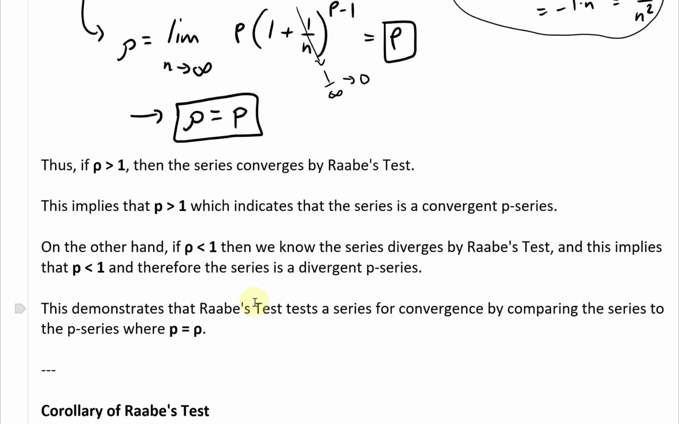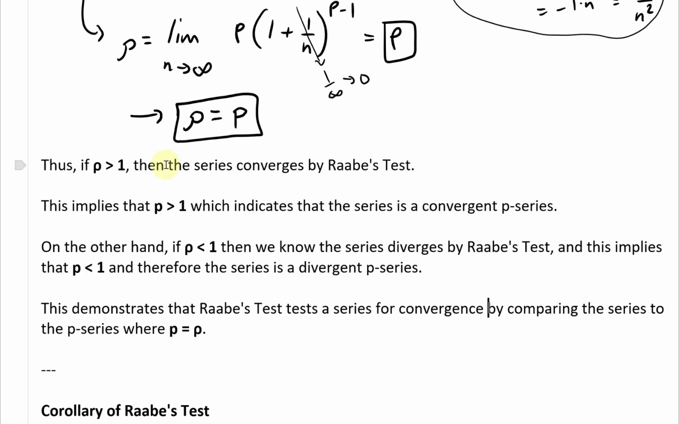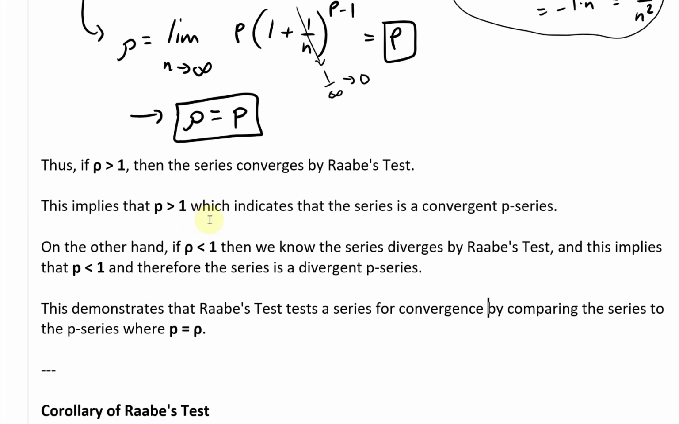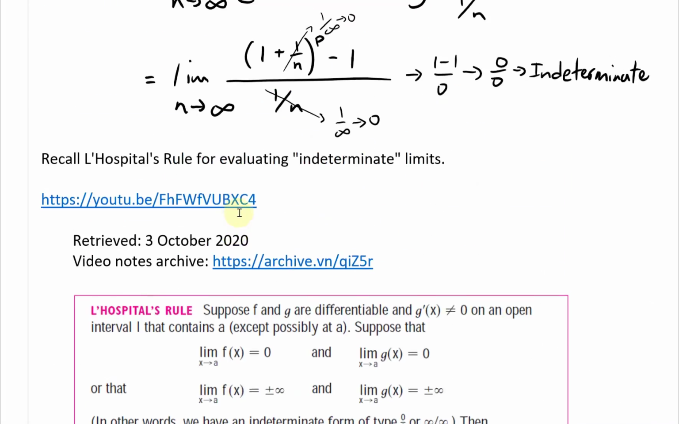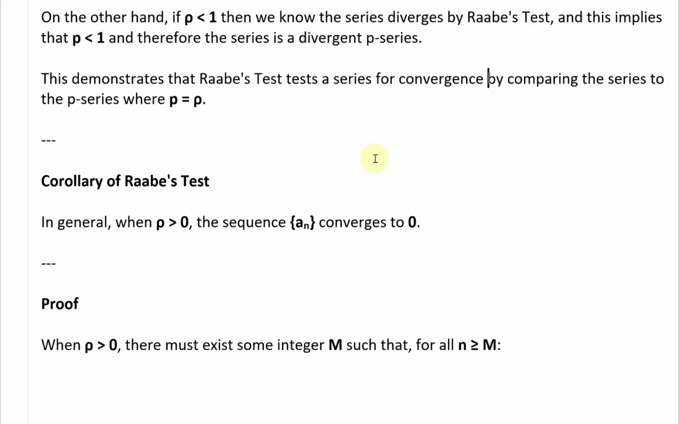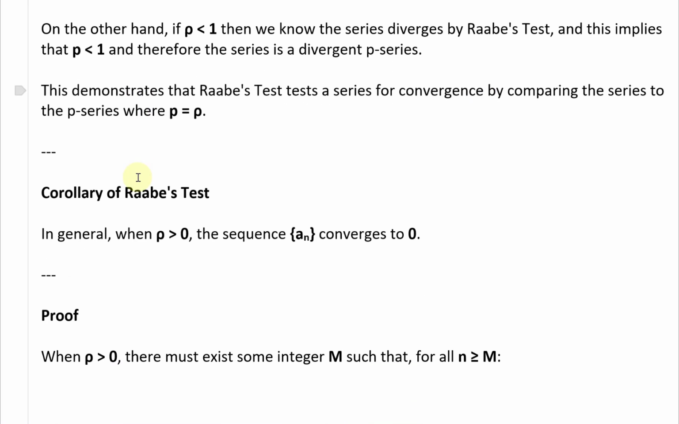This demonstrates that Raabe's test tests a series for convergence by comparing the series to the p series where p equals rho. And when rho is equal to 1, we compare that with a p series where p is equal to 1. That's the harmonic series, and that diverges. So yes, it's a very fascinating scenario here. That's what Raabe's test does. It essentially compares with the p series built into the limit.